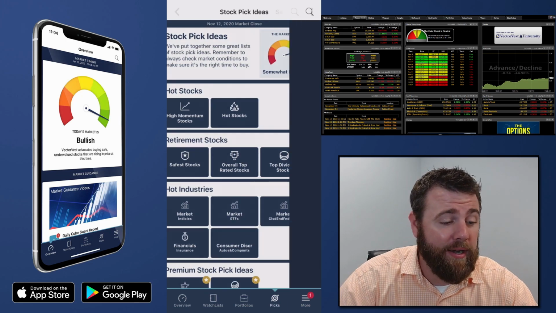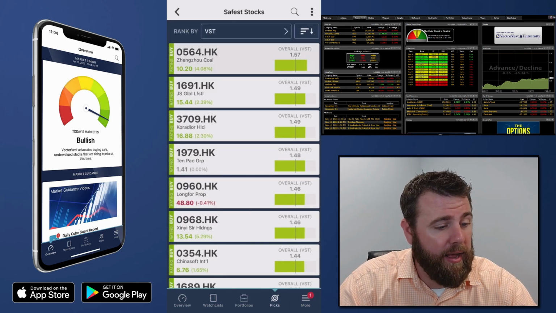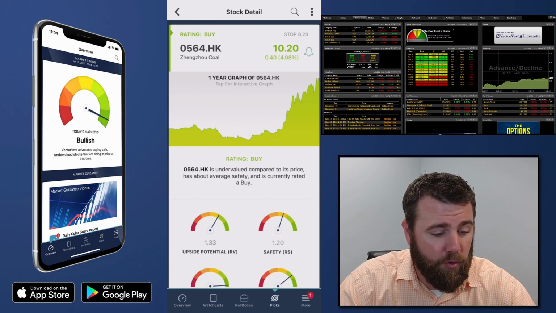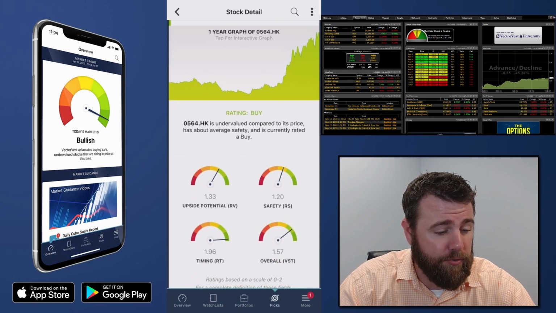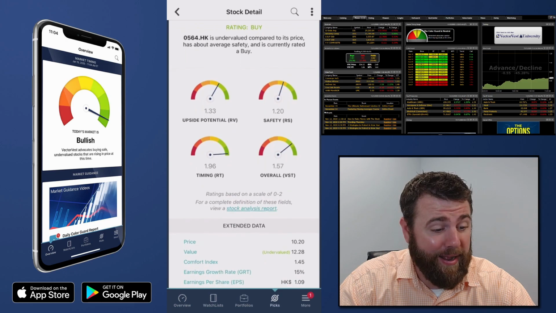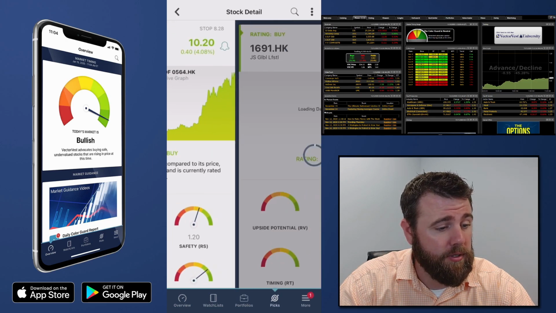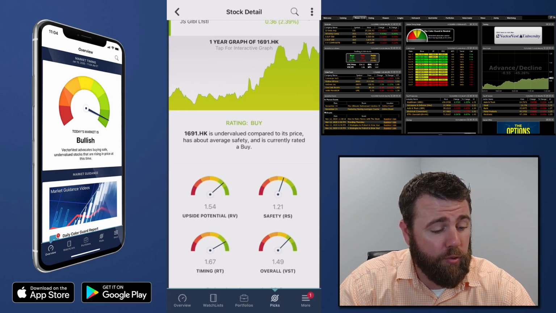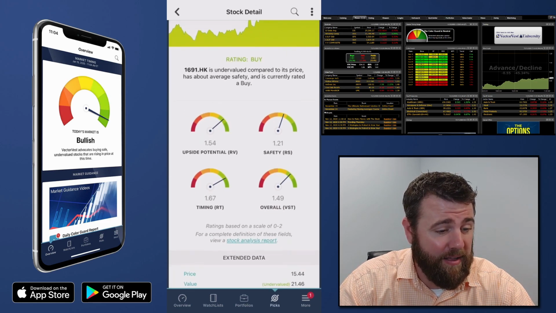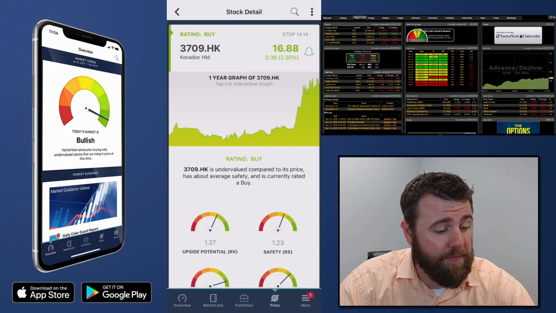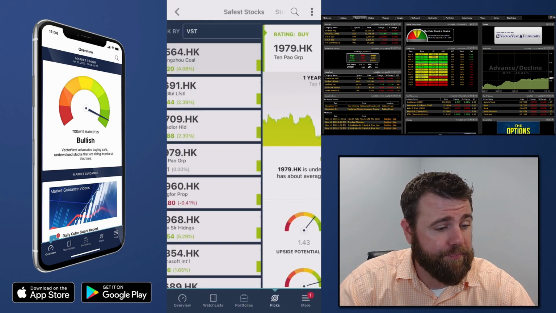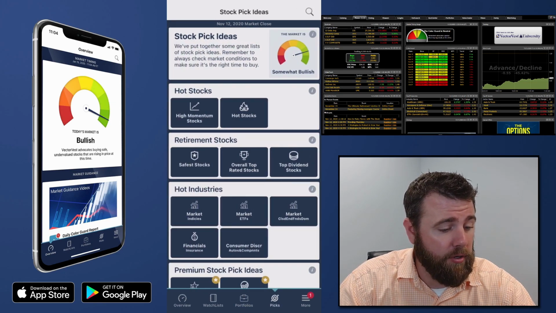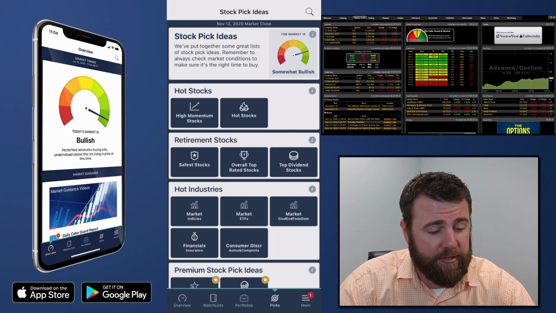All right, so looking at some of the safest stocks, we get 0564, RS of 1.2, RT of 1.96, and then 1691, RS of 1.21, RT of 1.67. So all of these are looking pretty good so far. All right, looking at the top 5 industries, a lot of ETFs really taking the top industries there.